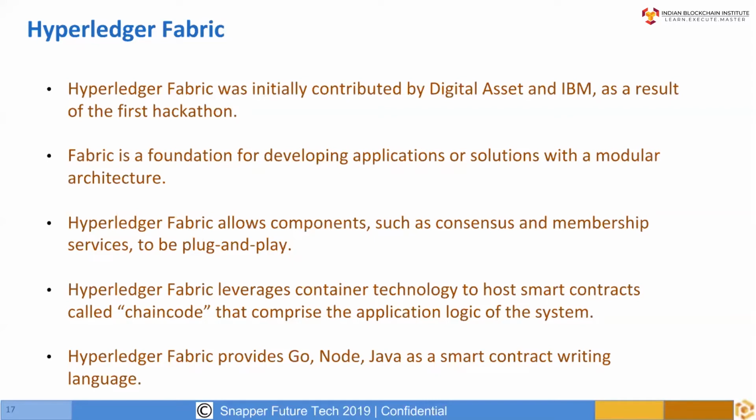That is modularity. So chaincode, or smart contract, is called chaincode in Fabric. It is the business logic, the logic of your application, that is inside the chaincode.